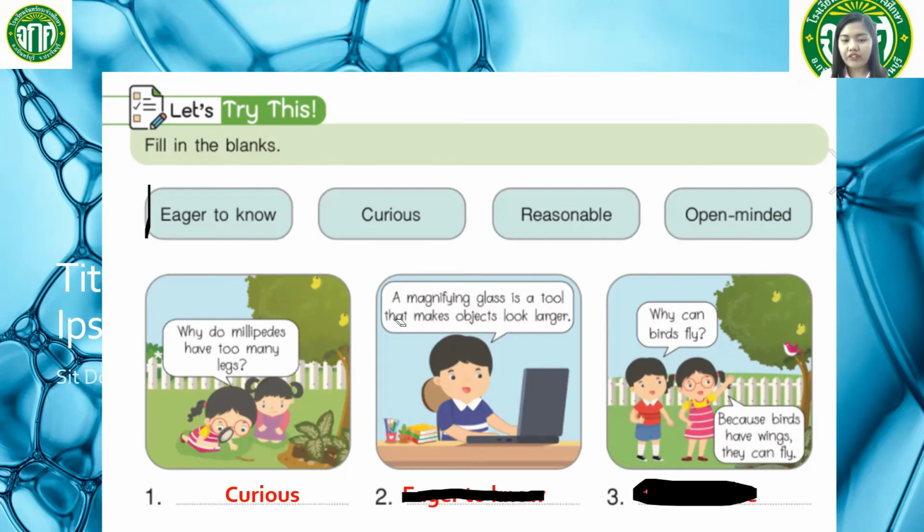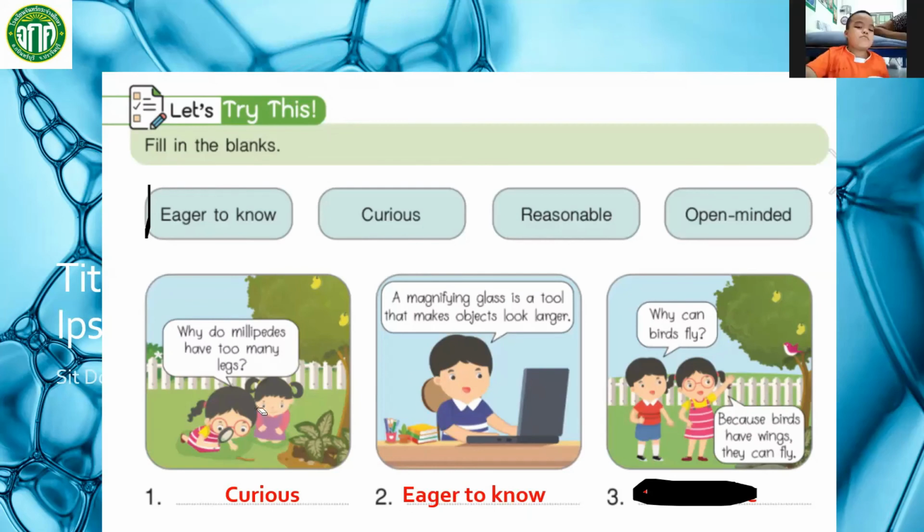We have here a boy. He says, a magnifying glass is a tool that makes objects look larger or bigger. What do you think is the trait that he is showing here? Let's see the answer. All right, so for number 2, the answer is eager to know. That is the answer for number 2.